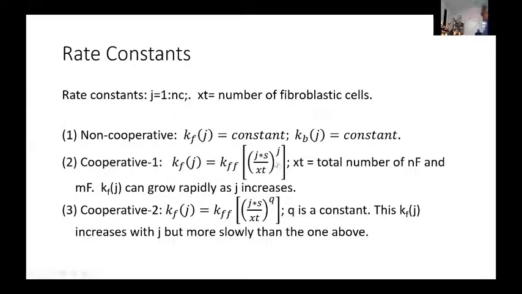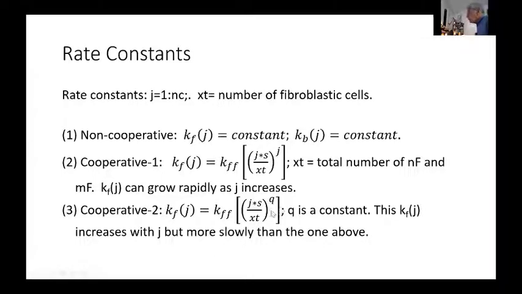So this then leads to a system in which the higher clusters have a much more probable effect on converting fibroblasts to myofibroblasts than the smaller clusters do. And this then leads to a highly cooperative mechanism.